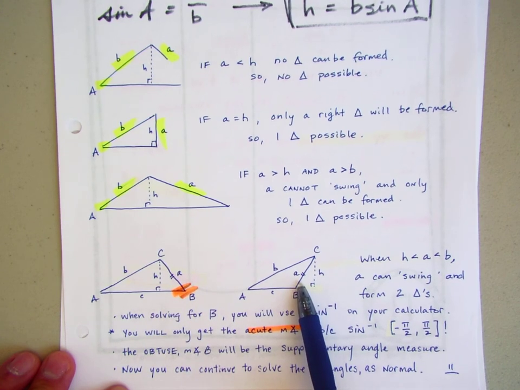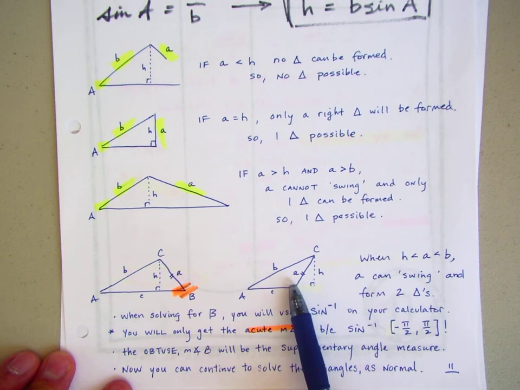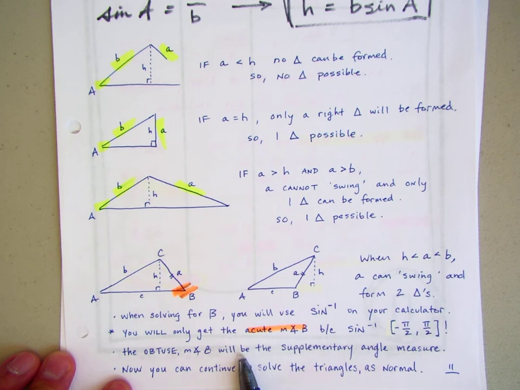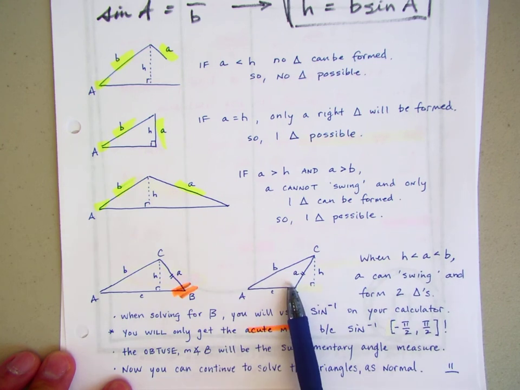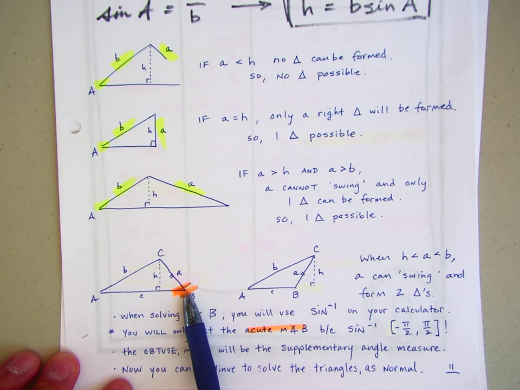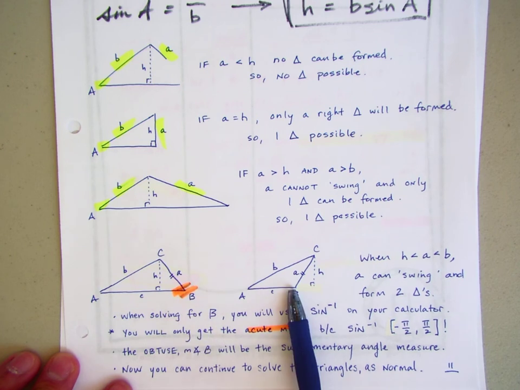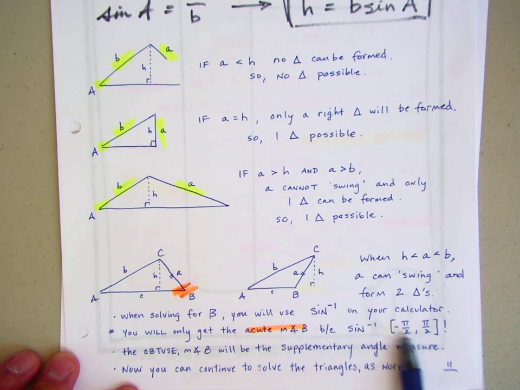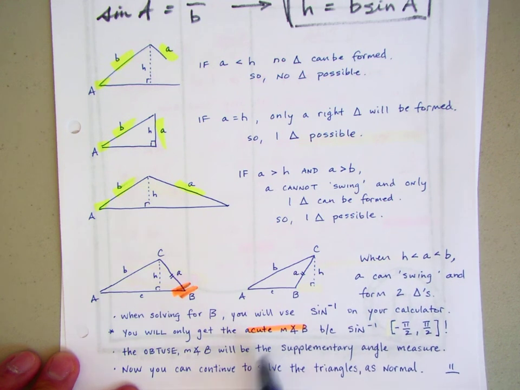Well, then this and this together are supplementary angles. The obtuse angle measure B has to be supplementary. Of course, remember, supplementary means add them up. They add up to 180 degrees. So as long as you get this one, you simply subtract it from 180, and that's going to get you the other one. And that's the only way you're going to ever come up with this angle, because your calculator only knows to give you the acute angle when using the inverse sine function. Everything after that, once you find it, you've got two of your angles, you've got enough for the law of sines, you can continue solving as normal.